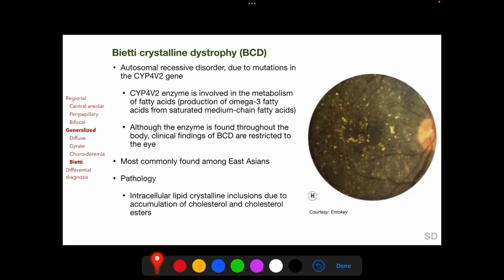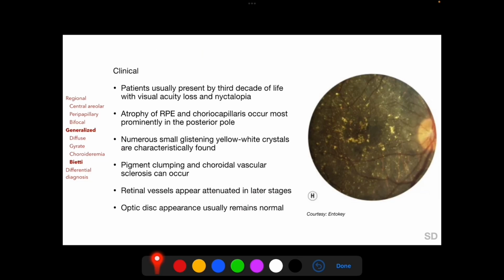Bietti crystalline dystrophy is an autosomal recessive disorder due to mutation in CYP4V2 gene. It is most commonly found among East Asians, and histopathology shows intracellular lipid crystalline inclusions due to accumulation of cholesterol and cholesterol esters. Patients usually present by third decade of life with visual acuity loss and nyctalopia, and on fundus examination, atrophy of RPE and choriocapillaris can be detected, most prominently in the posterior pole.